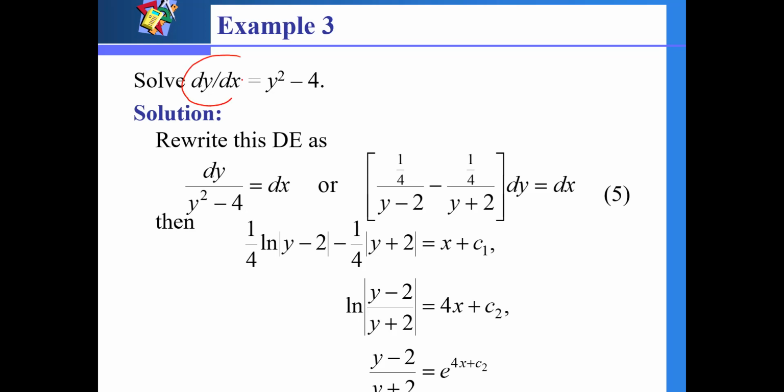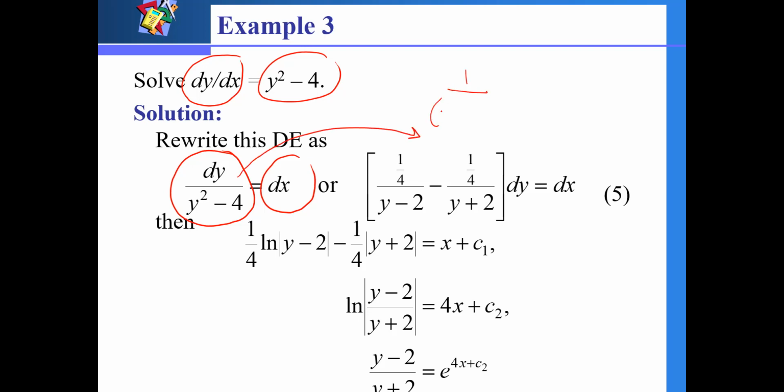We have y and x, and here y. So we have to collect y in one term, the left side here, and x on the other side. After we collect them, we just take the integral. Because this is d1 per y squared minus 4, we can write this term as 1 over y squared minus 4 dy is equal to dx.